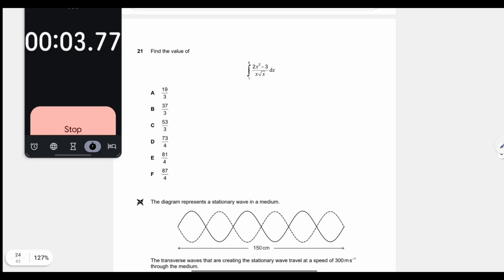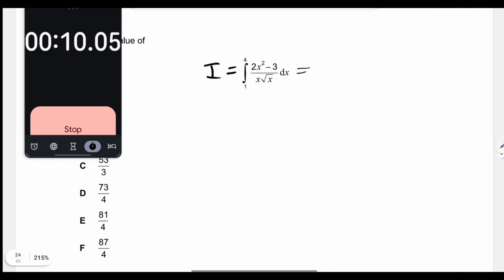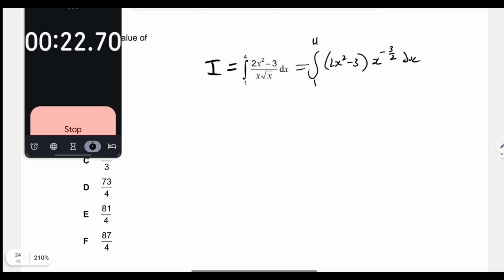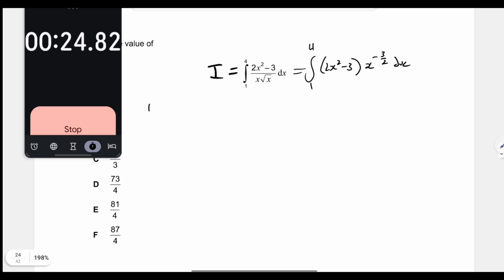Okay, simple integral. From 4 to 1, (2x squared minus 3) divided by x to the minus 3 over 2 dx. So the key with these questions is just to take it slow, to not make any mistake, like do it in small steps.